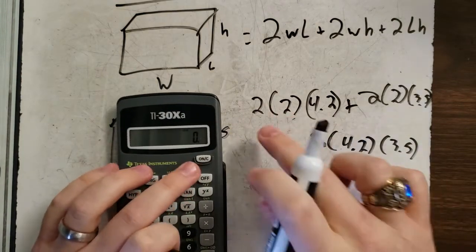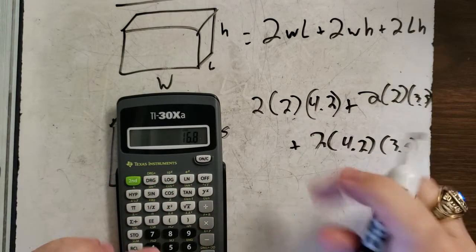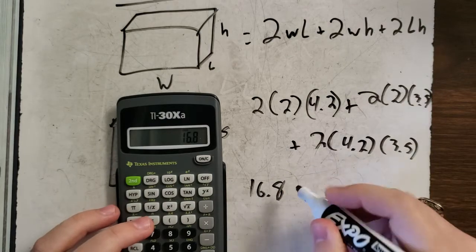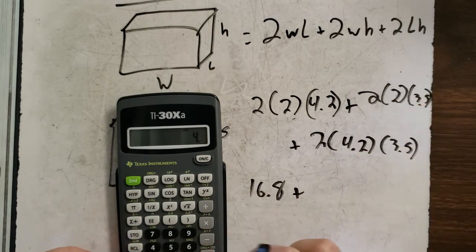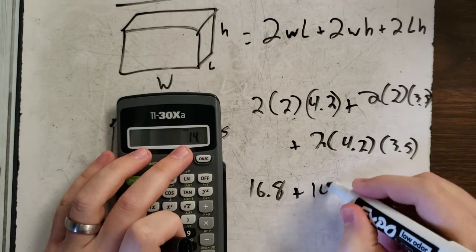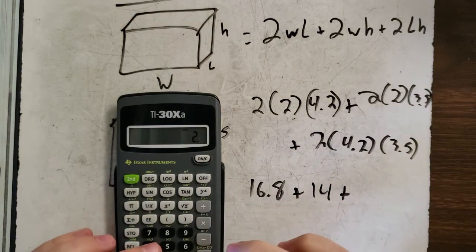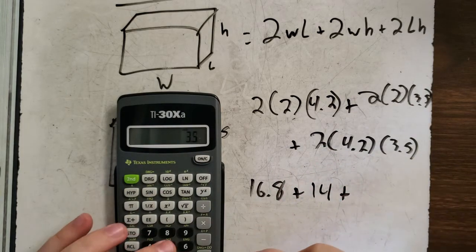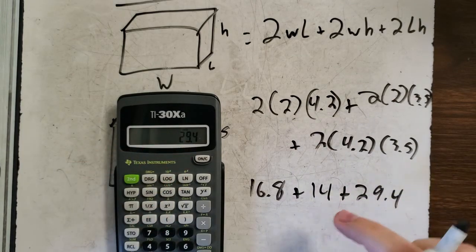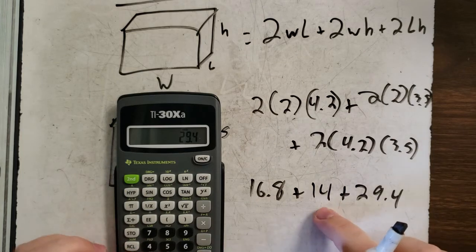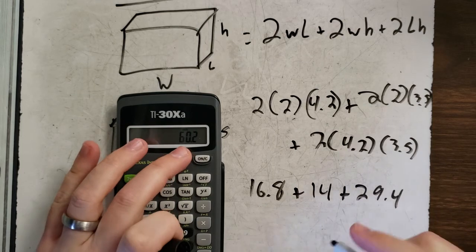So first part, we got 2 times 2 times 4.2. So 2 times 2 times 4.2 equals 16.8, plus 2 times 2 times 3.5, and you got 14, plus 2 times 4.2 times 3.5, and we get 29.4. Now, add them all up, so 29.4 plus 14 plus 16.8, and all equals 60.2.